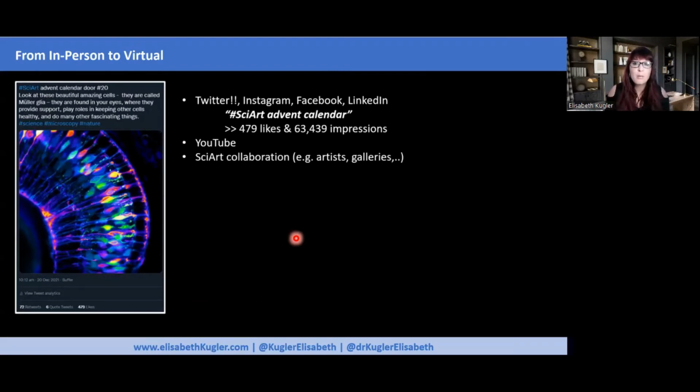One example of the things that I did was to have a science art advent calendar in 2021. In the run up to Christmas, I shared an image every day, with a little bit of an explanation. And I think the nice example here is that this has about 500 likes, but actually it reached over 63,000 impressions. This is just one nice example: this image could have just sat on a computer and never been seen by anybody, but like this, we had the chance to really share our science and our art with people who probably would have never seen it otherwise.